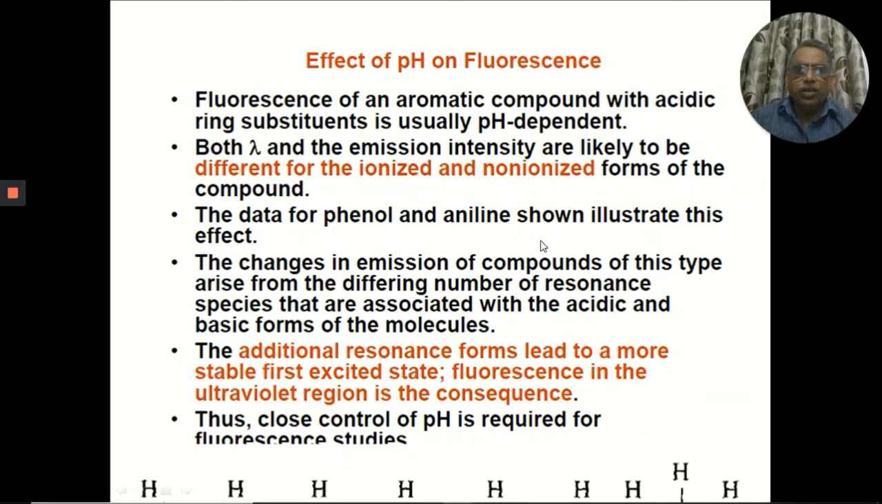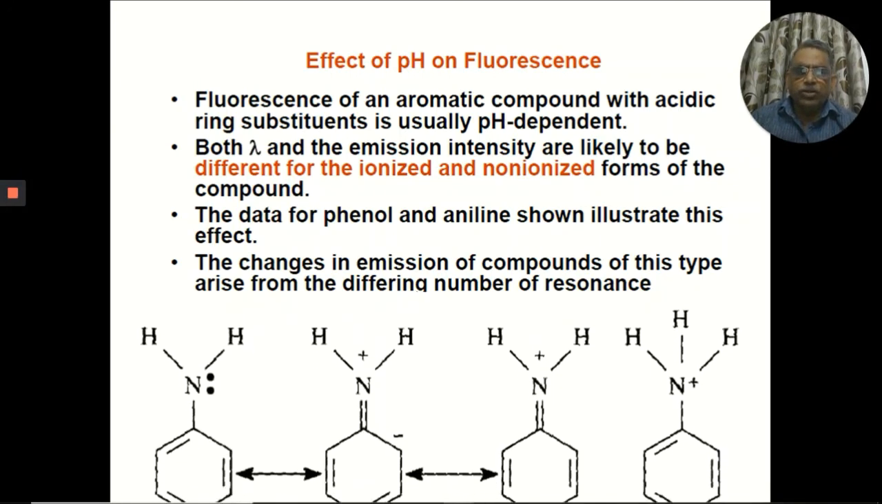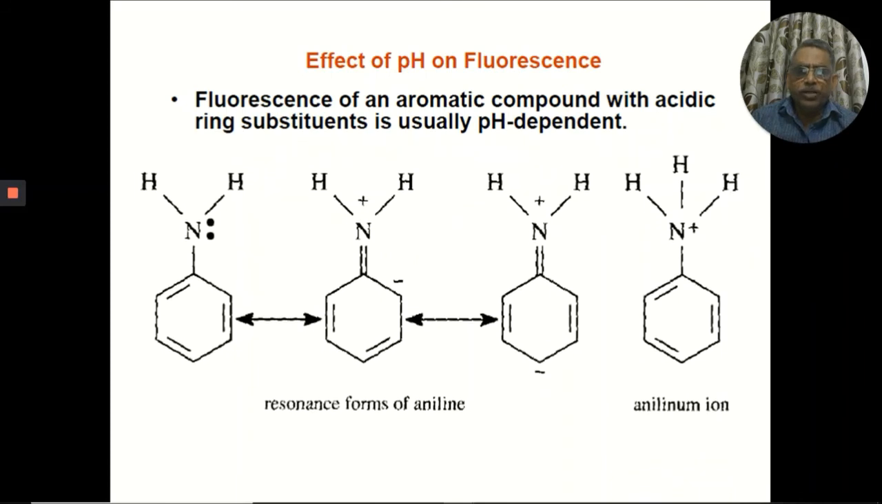They are all well-known pH sensors. If you look at the aniline group, in the non-protonated form, you have aniline with different resonance structures possible. If you protonate it, you have the anilinium ion. So this is the one which really brings in a pH dependency of fluorescence.